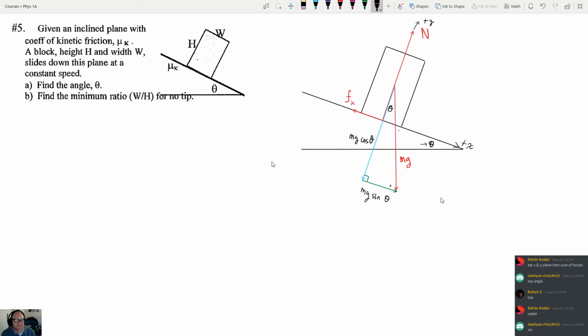Okay, so now we can use our equations, right? And again, we don't really know how to solve for theta, so we do what we know how to do. We know that's true, and we just see where it takes us, right? Okay, so in the x direction, we're going to have mg sine theta going in the positive x direction, minus the friction force, Fk. That should be 0. In the y direction, we have the normal force pointing up, and then this mg cos theta pointing down.